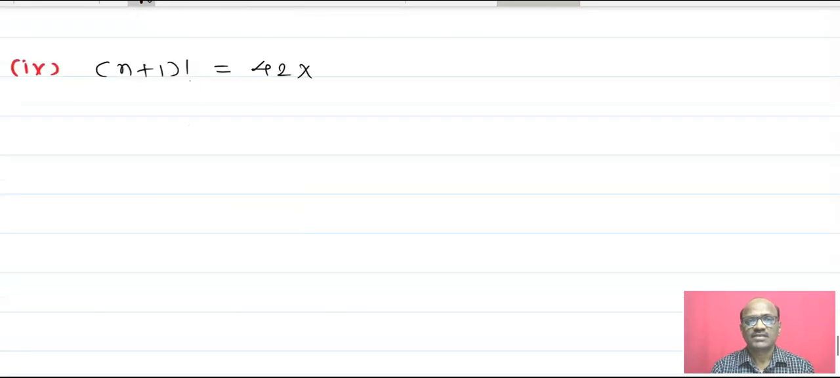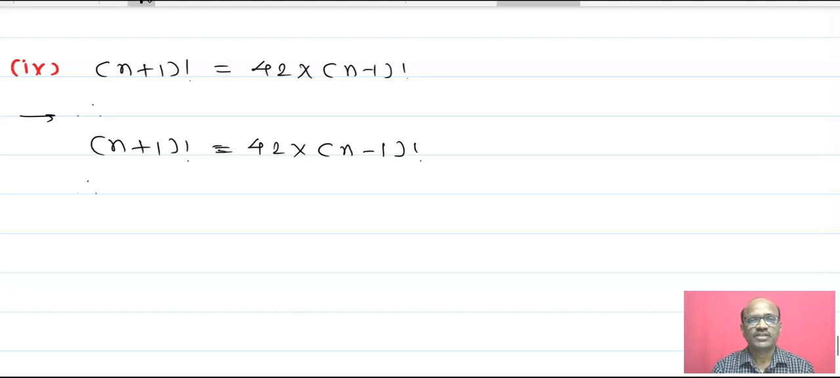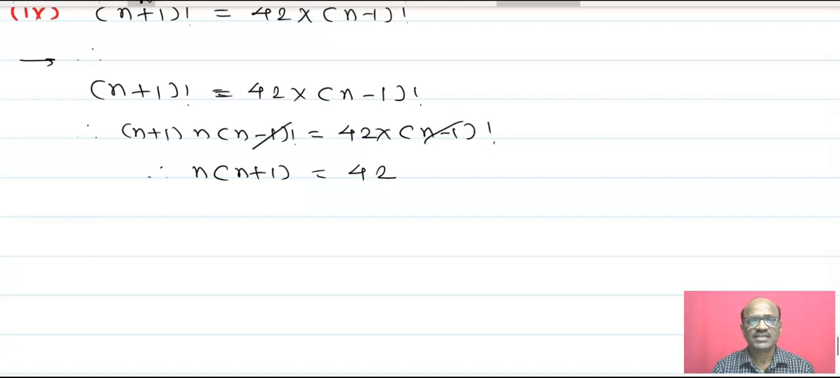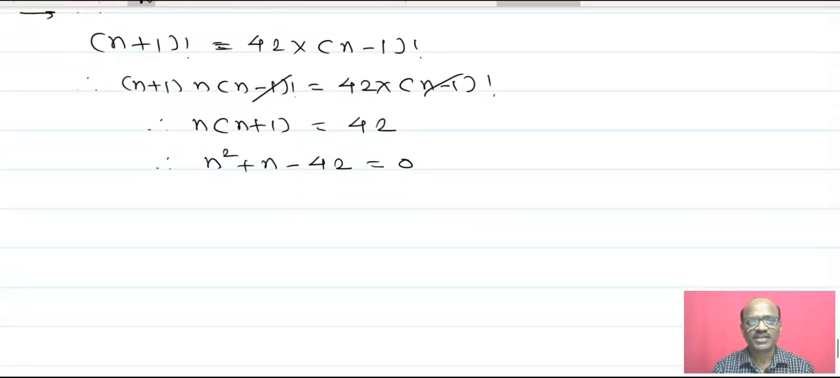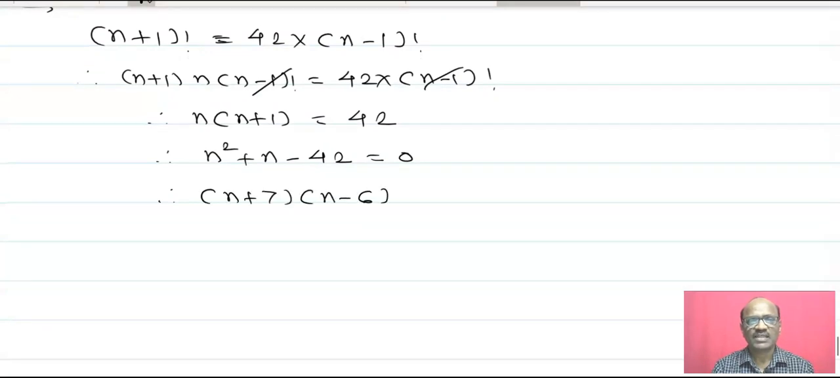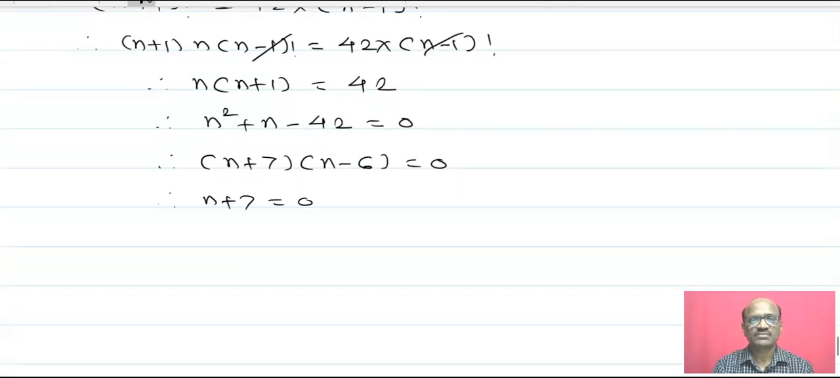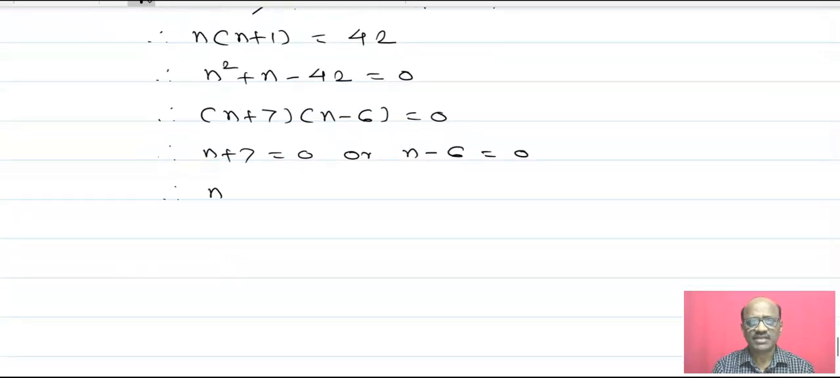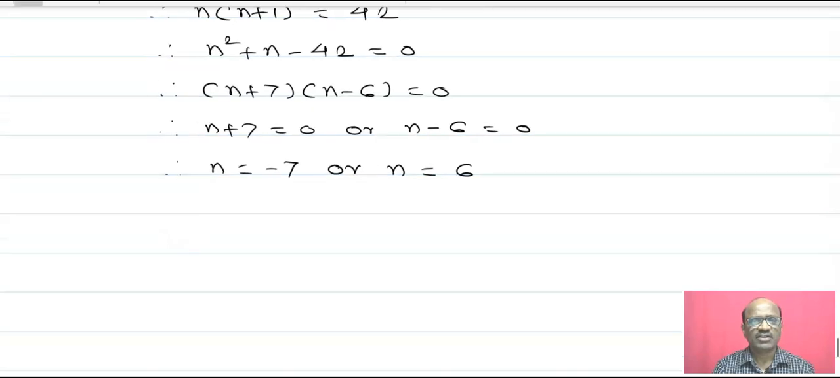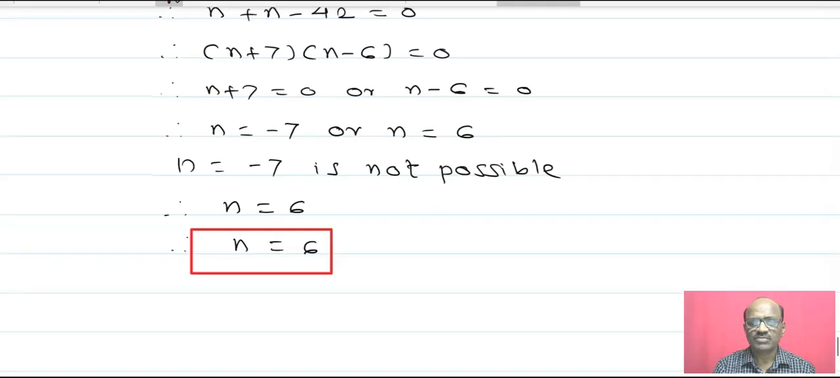Next is the fourth one. n plus 1 factorial is equal to 42 into n minus 1 factorial. Now this can be written as n plus 1 into n into n minus 1 factorial is equal to 42 into n minus 1 factorial. Now these two terms get cancelled. Then you will get n into n plus 1 is equal to 42. n square plus n minus 42 is equal to 0. Therefore n plus 7 into n minus 6 is equal to 0. Therefore n plus 7 is equal to 0, or n minus 6 is equal to 0. n is equal to minus 7 or n is equal to 6. But n is equal to minus 7 is not possible, it is not a natural number. Therefore we take n is equal to 6.